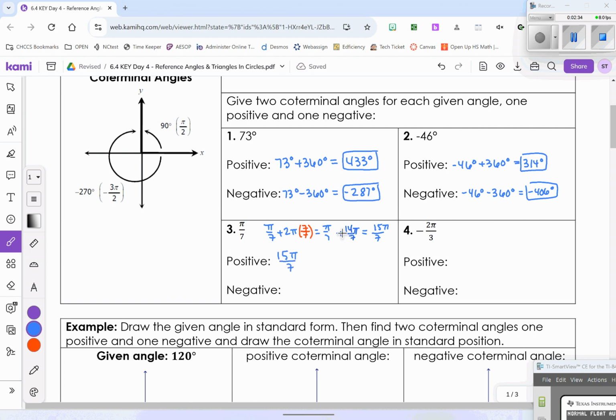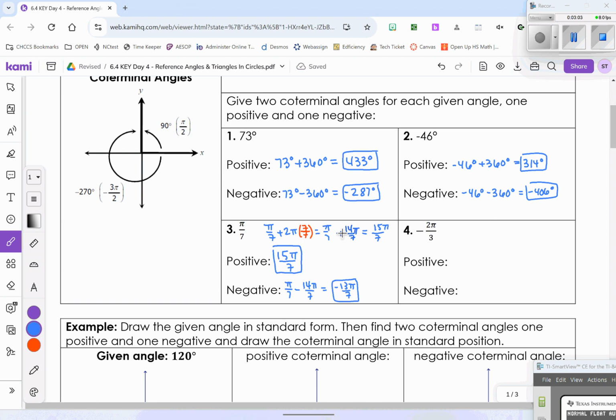So you would do the same thing with the negative angle, except we're going to subtract 2 pi. So in this case, pi over 7 minus 2 pi is minus 14 pi over 7. So we already did that earlier up here, so I'm not going to write that again. But if you divide 14 pi over 7, you get 2 pi. So when I subtract, then I get negative 13 pi over 7. So that gives me my negative angle measure and my positive angle measure.